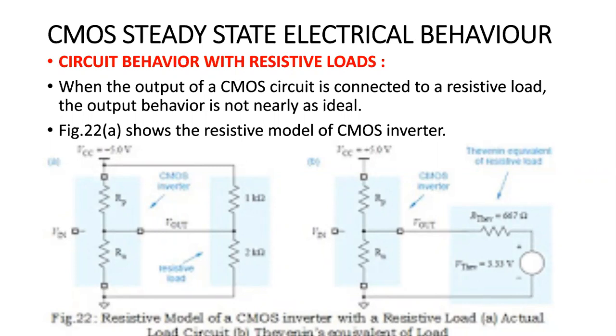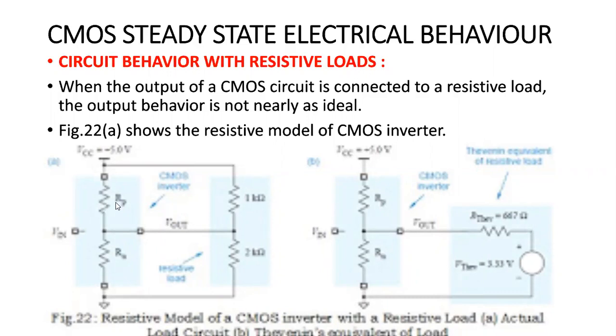Today I am going to discuss CMOS inverter behavior when we connect it with a resistor load. This is the last characteristic in steady state electrical behavior. If this CMOS circuit is connected to a resistor load, how is the CMOS inverter going to work? In this section, I am going to explain.